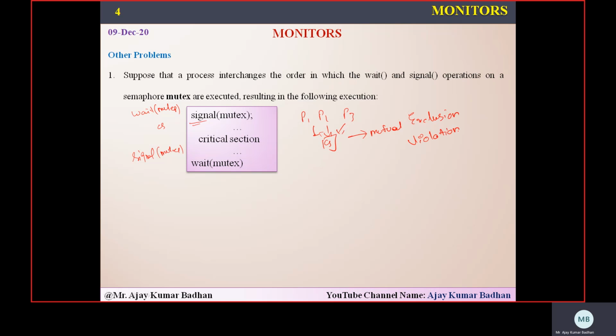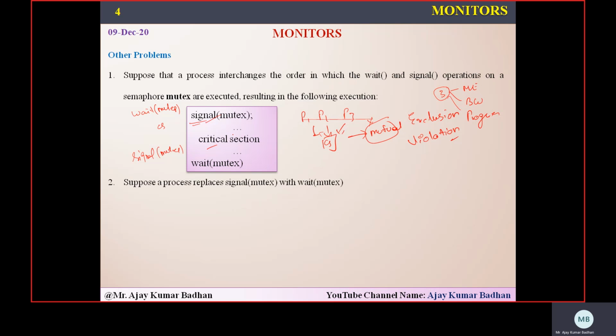violation, right? So we have three requirements that need to be satisfied. Then only we can say it is a perfect solution to the critical section problem. What are they? Mutual exclusion, bounded waiting, progress. So the very first condition is getting violated because of this particular scenario. So automatically it's not going to be a proper solution to the critical section problem.